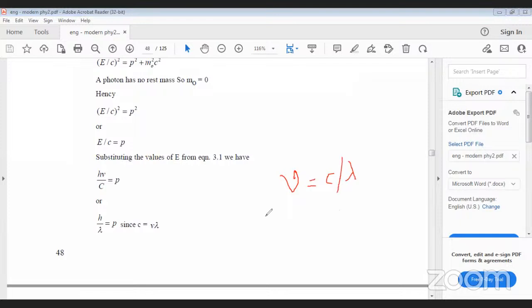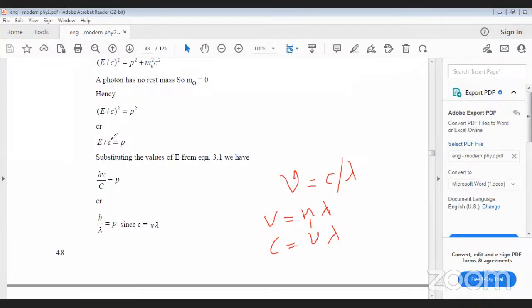How? What did we study as children? V equals n lambda, where V is the velocity and n is the frequency. So c equals nu lambda, where nu is the frequency. We wrote nu instead of n, and c instead of V. So c by lambda is nu.